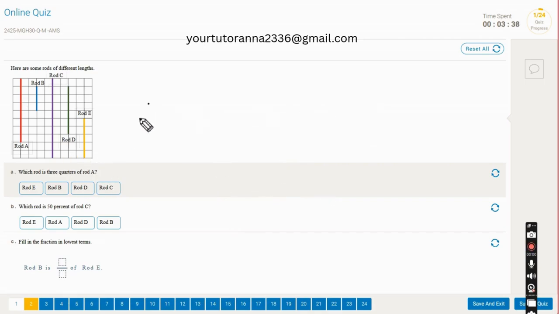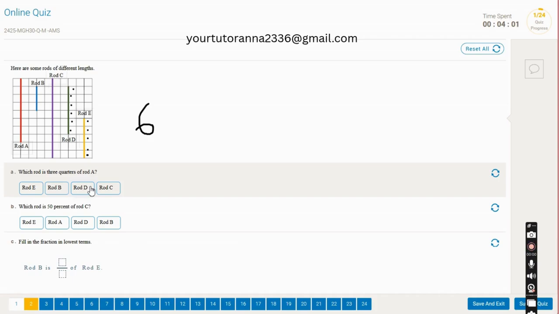Now you cannot just directly write the answer, but we know that the rod which is 3/4 of rod A has 6 blocks. It's 6 blocks long. So let's check which one is 6 blocks long. 1, 2, 3, 4, 5, 6. So it's rod D. Let's go to the next one.